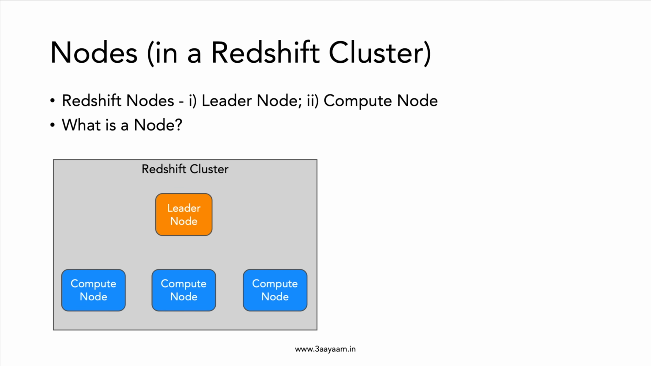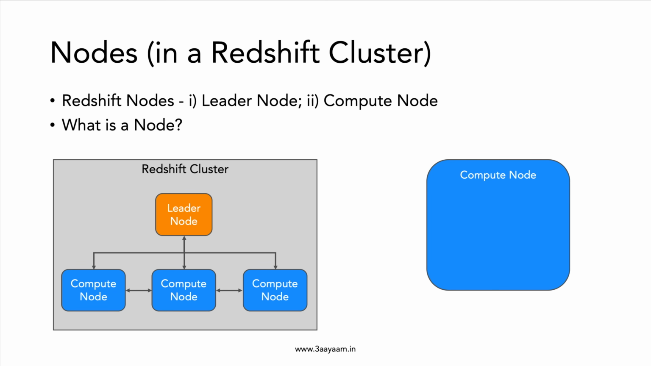So all of them collectively work together. They have high performance network connectivity between them and they work together as a group. So these individual servers or EC2 instances are called nodes. So in Redshift, we have leader node and compute node.